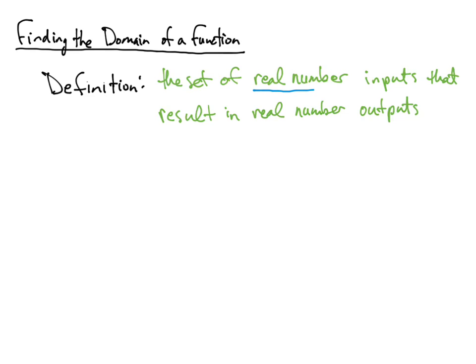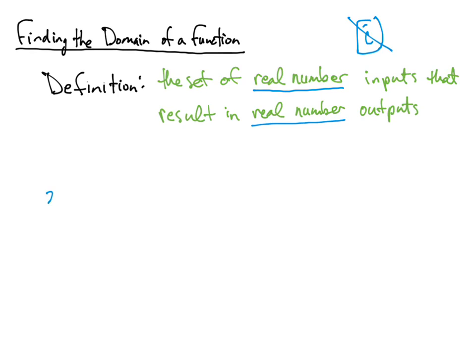And these numbers must be real numbers in both cases. So we input real numbers, we get out real numbers. This just means no complex numbers or imaginary numbers, nothing that has an i in it. That's what we're talking about. That's what the restriction is for the domain.